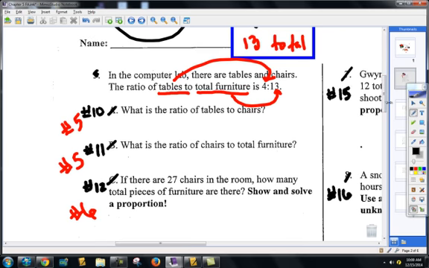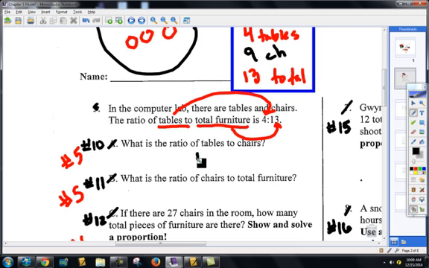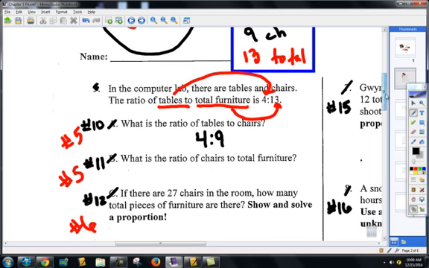Here we go. The ratio of tables to chairs is going to be 4 to 9. You could have written it any of the 3 ways. That's fine. Give yourself a check or an X on learning target number 5. No. What is the ratio of chairs to total furniture? 9 to 13.